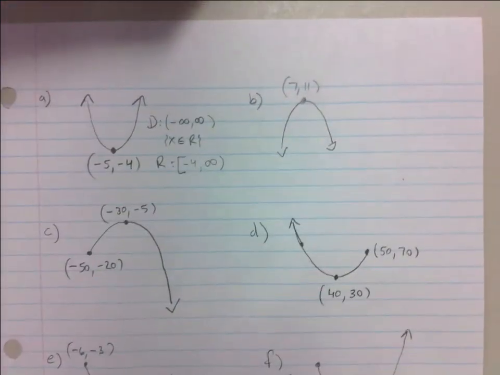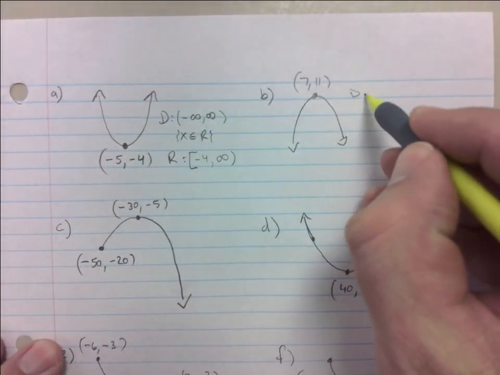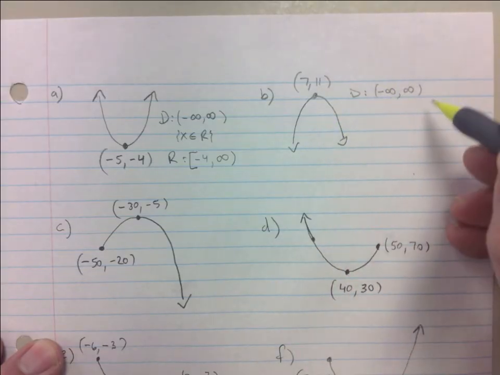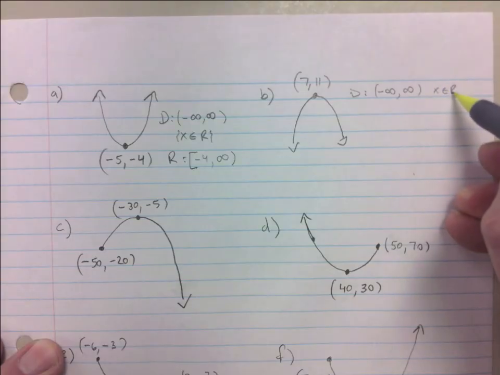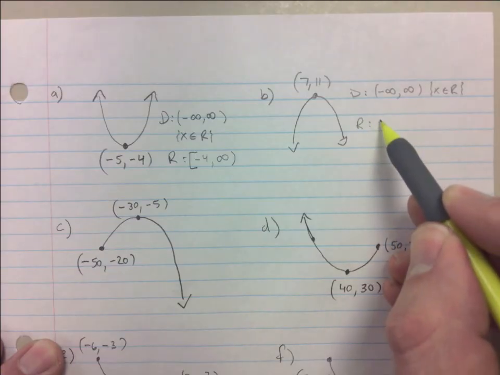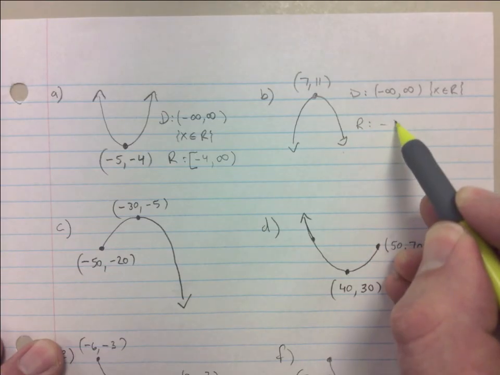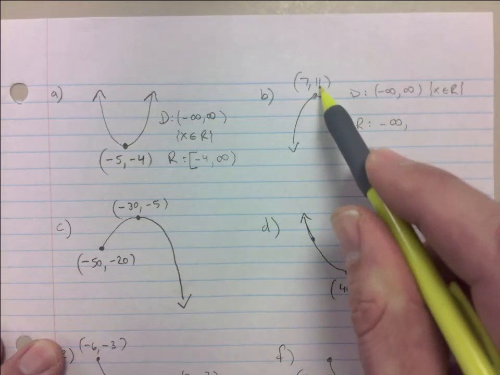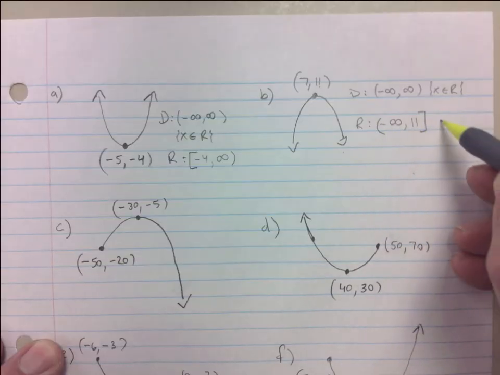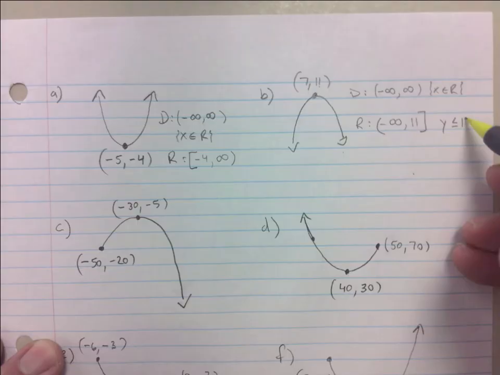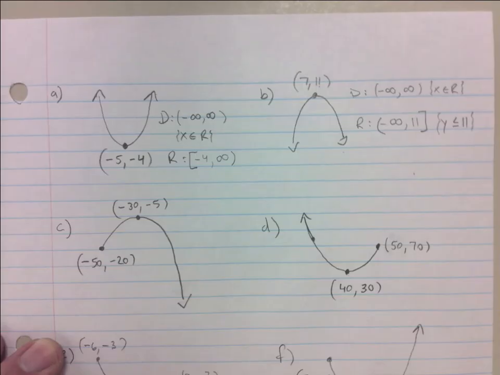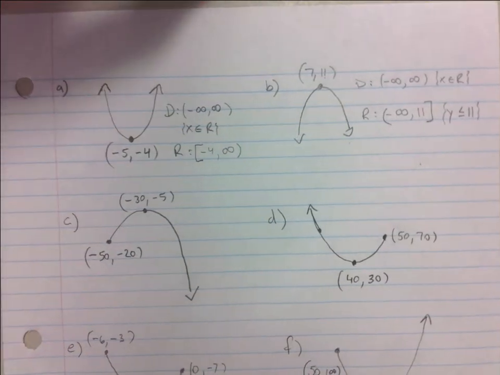None for now. This one, the domain is also negative infinity to positive infinity, or x belongs to all real numbers. Either one is fine. The range, you go from negative infinity, right? The lowest you get all the way to 11. And so it looks like that. So y values that are less than or equal to 11 are acceptable, belong to the graph. Nothing above, okay? So make sure you check that.